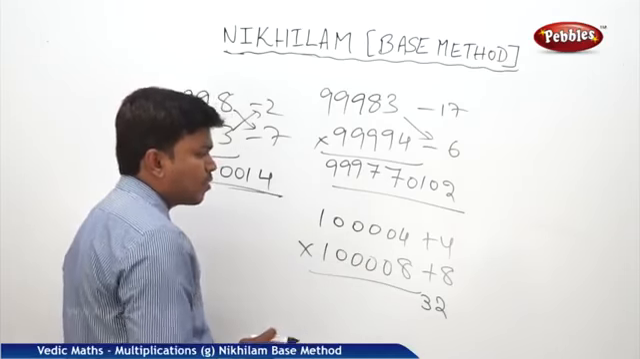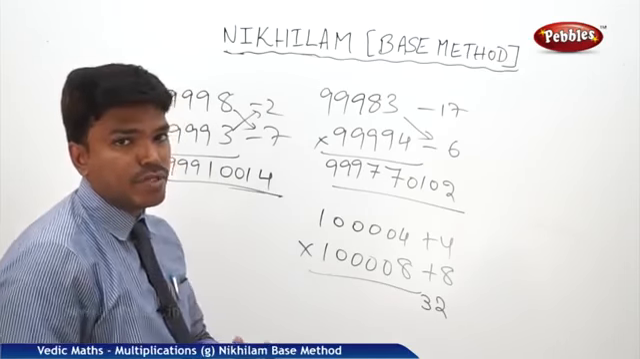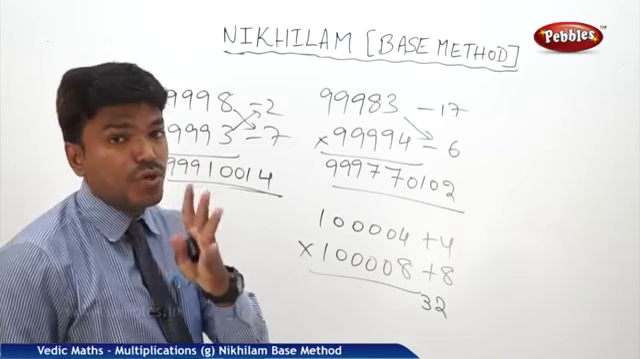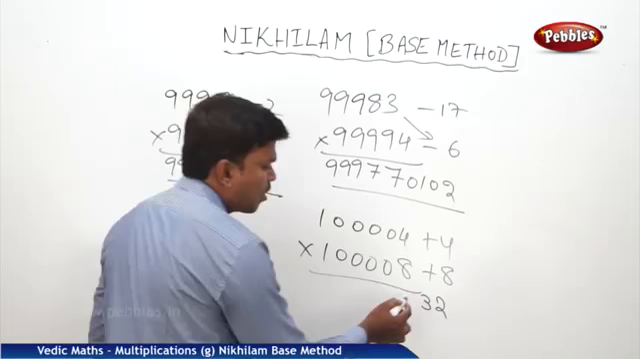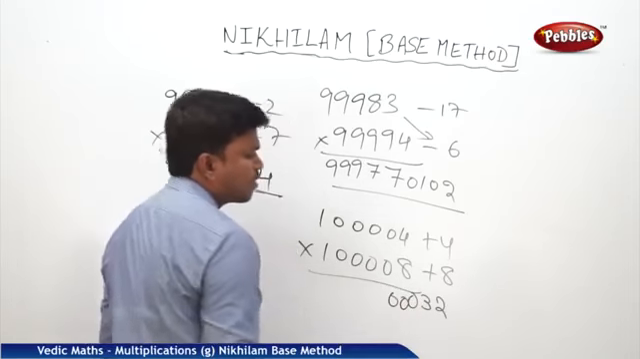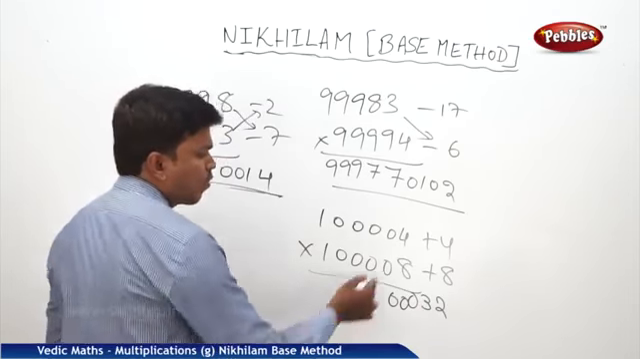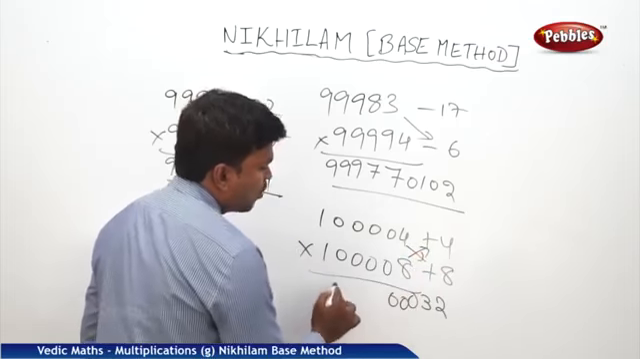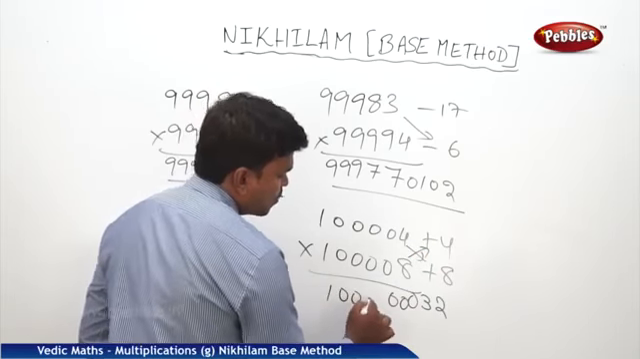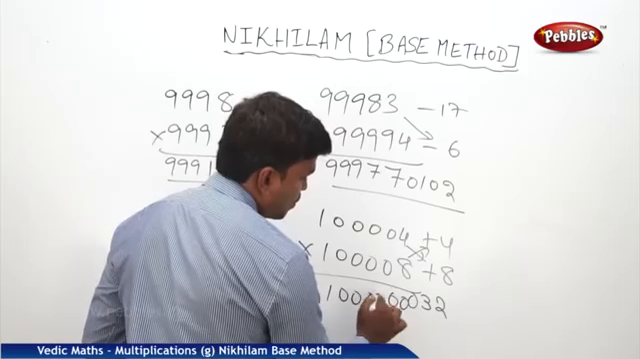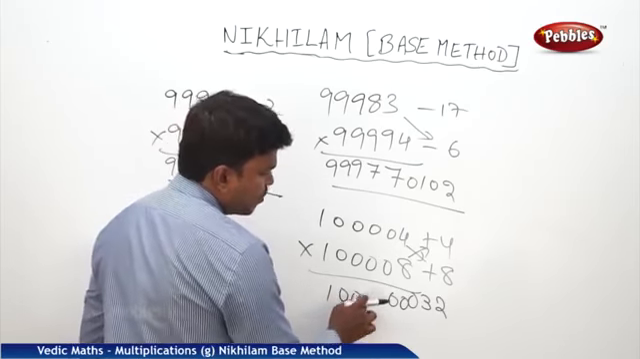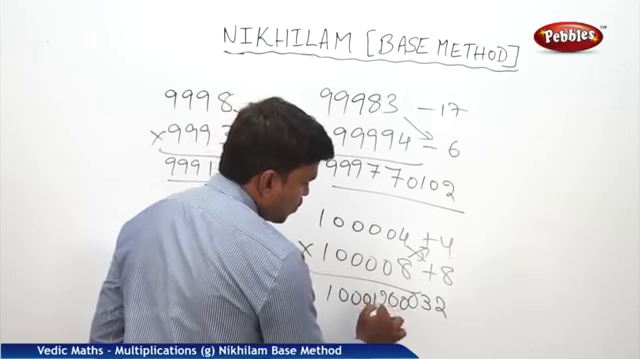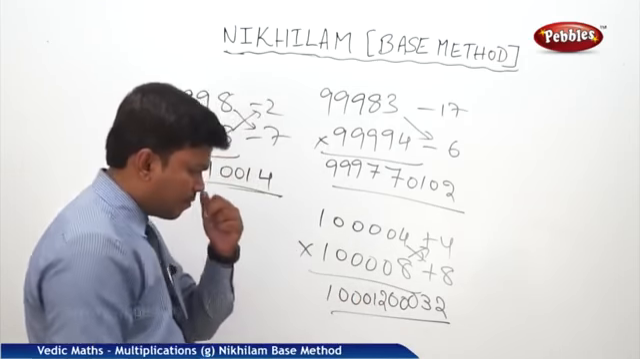What is the base we are going to take here? 1 lakh. How many zeros? 5 zeros. So the right side part should consist of 5 digits. Only 32 we got, so 3 zeros should be placed before. Now cross addition. How much are you going to get? 1000, so sorry, 100012. This will be your answer. Okay.